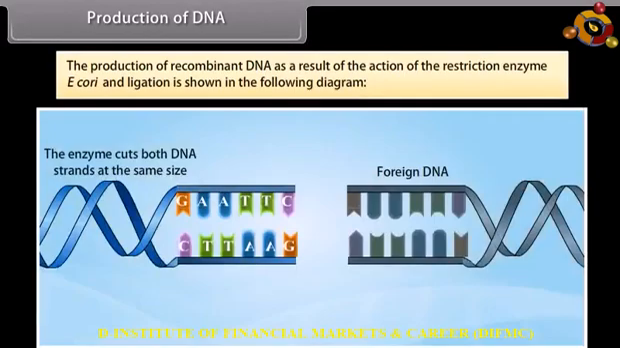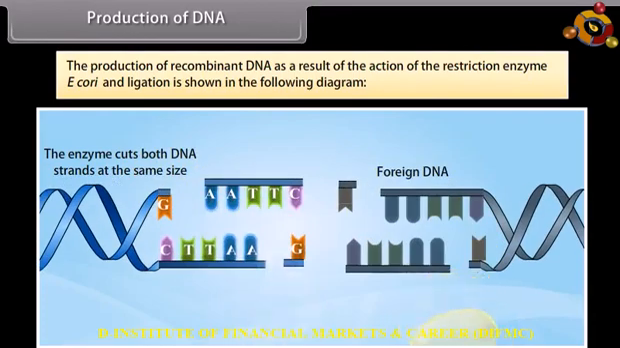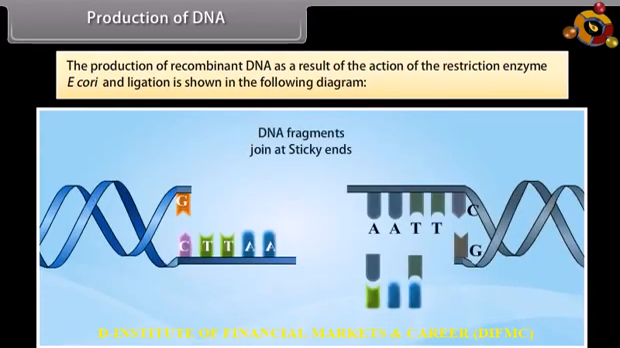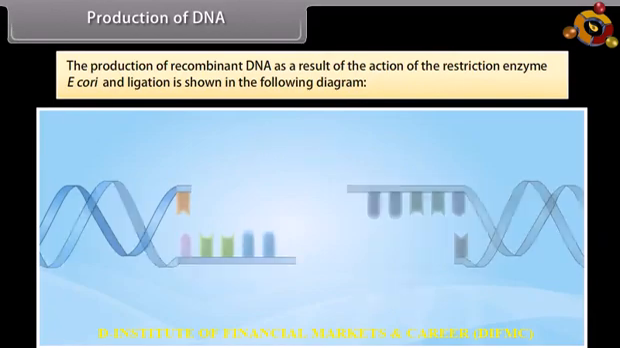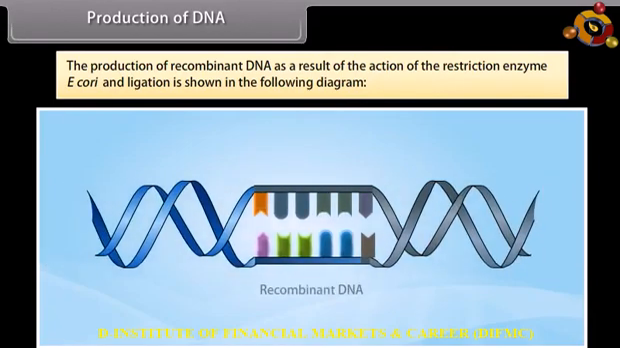Production of recombinant DNA. The production of recombinant DNA as a result of the action of the restriction enzyme E. coli and ligation is shown in the following diagram. The enzymes cut both DNA at the same site. After that, both DNA fragments can be joined at the sticky ends, and it results in a recombinant DNA.